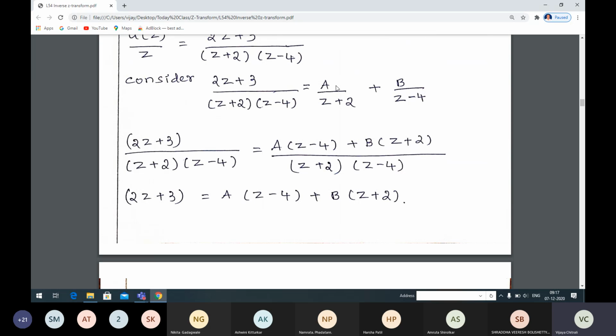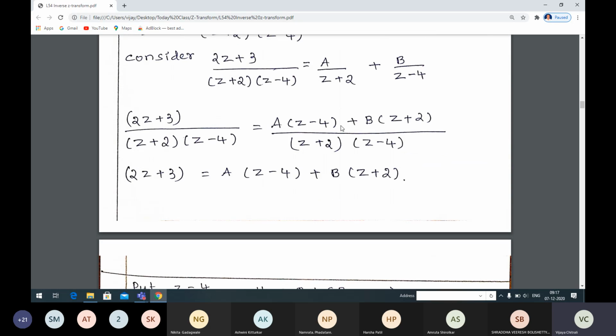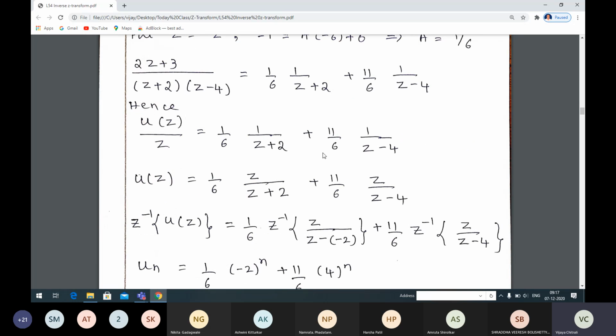So here, in place of a, 1 by 6, in place of b, 11 by 6. So we will get this step, right? Now we want the inverse z transform of this, meaning u(n) we want. So for that, this you transfer from LHS to RHS. This is in the denominator, so it comes to this side as numerator. So transfer this from LHS to RHS for both the terms.